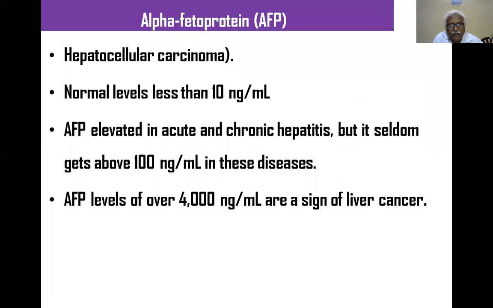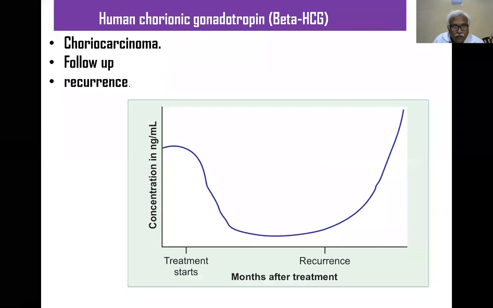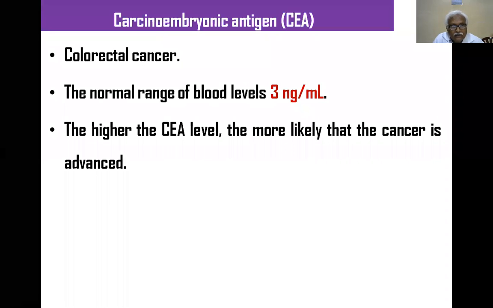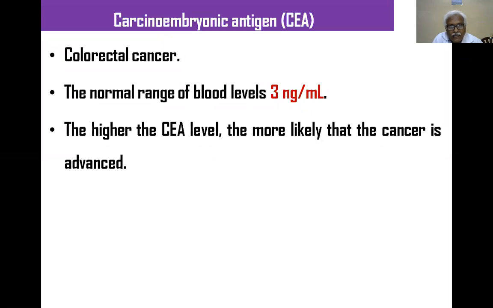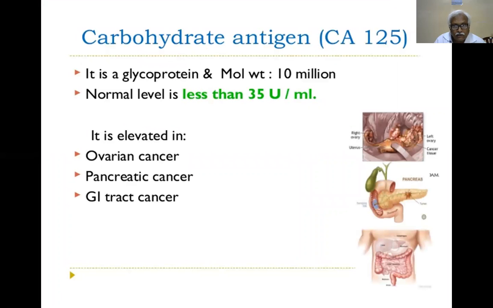So hepatocellular carcinoma is present with alpha fetoprotein. Normal levels are less than 10 nanograms per ml. AFP is evident in acute and chronic hepatitis, but it seldom gets above 100 nanograms per ml. AFP levels are over 4,000 nanograms per ml in liver cancer. So cholangiocarcinoma, concentration and follow-up, and recurrence when it slowly rises after months of treatment. So carcinoembryonic antigen, colorectal cancer, the normal range of blood levels is 3 nanograms. The higher the CEA levels, the more likely that the cancer is advanced.